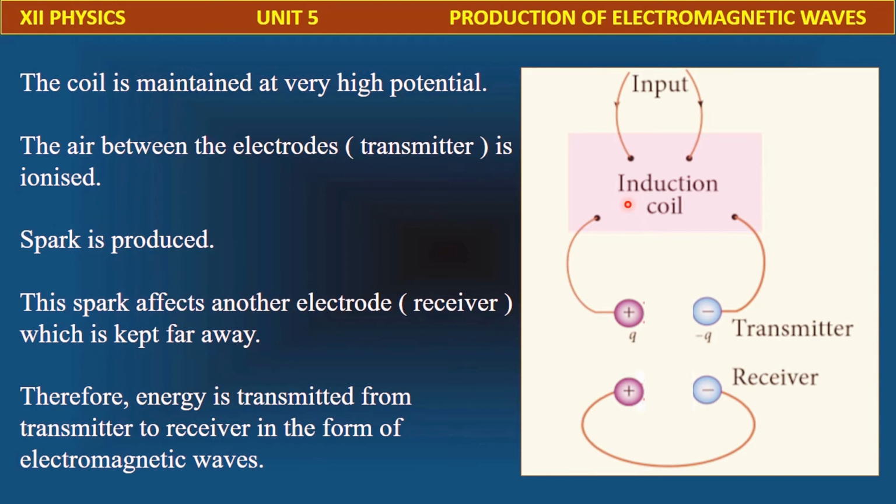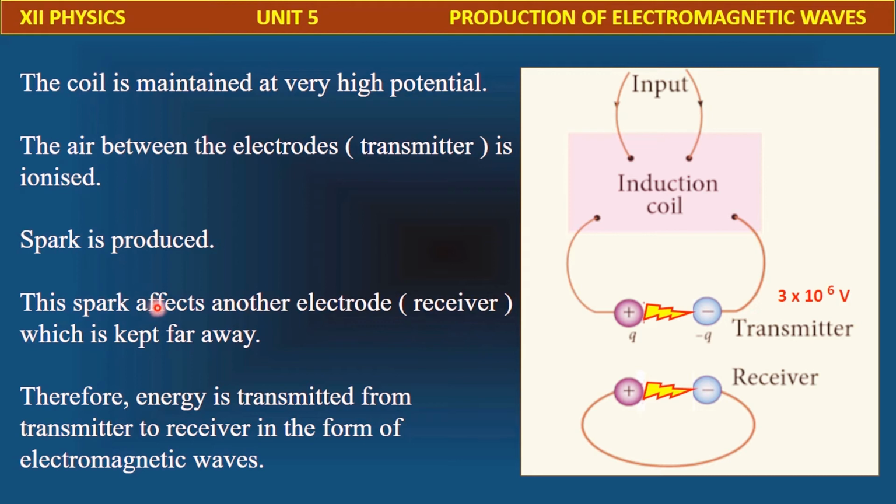Because of this high EMF in the induction coil, the coil is maintained at a very high potential. So here there will be a very high voltage. This high voltage will be dropped across the two metal electrodes. Now, if this voltage is greater than 3 x 10^6 volt, the air in the space between the two electrodes gets ionized, which means the air molecules will be split into positive ions and negative ions, and there will be a discharge of electricity from the anode to the cathode. So, a spark is produced.